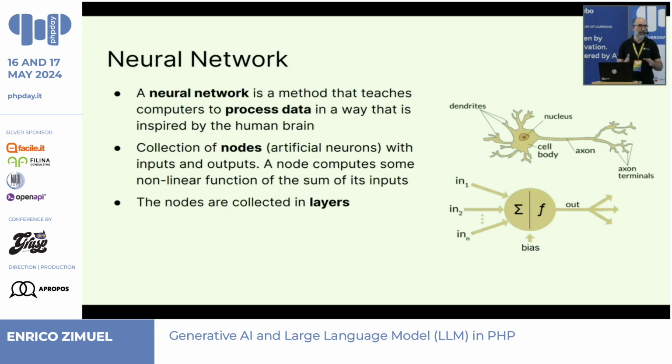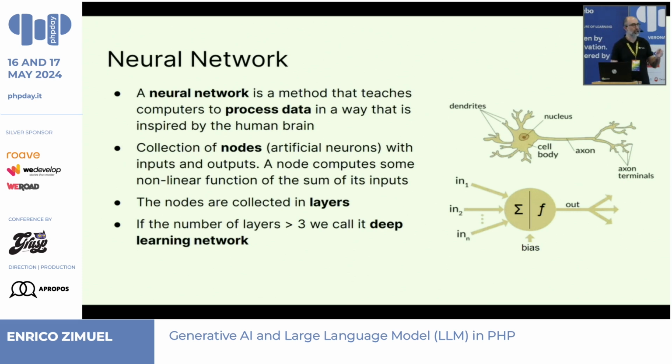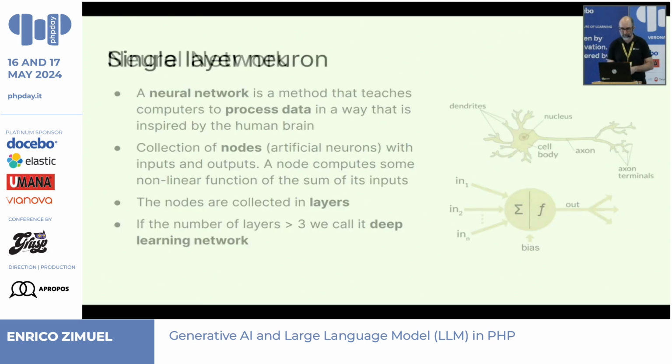These nodes typically are collected in layers. So you have to imagine columns, because you have to build a structure for these neural networks. And if you have more than 3 layers, we call it a deep learning network. So when you hear this terminology, deep learning means you have more than 3 layers inside this neural network.